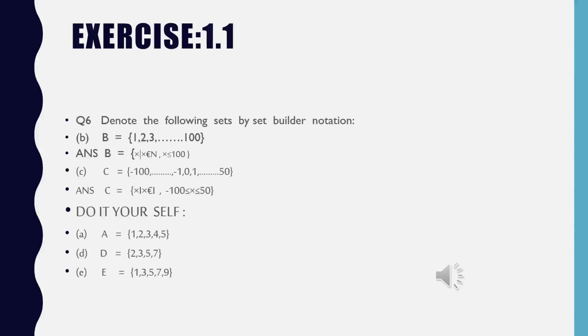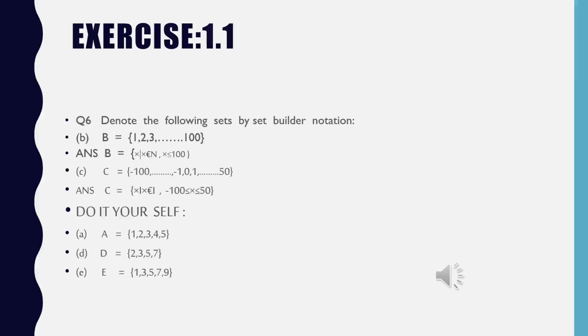Number 1 of the 6th part: denote the following sets by builder notation. Set A is equal to, within curly bracket, the natural numbers 1, 2, 3, 4, 5, bracket close. You will convert it into builder notation like x such that x is a member of natural numbers and x is less than or equal to 5. Second part of this question: set B is equal to curly bracket, the elements are 1, 2, 3, dash dash, till 100, bracket close.